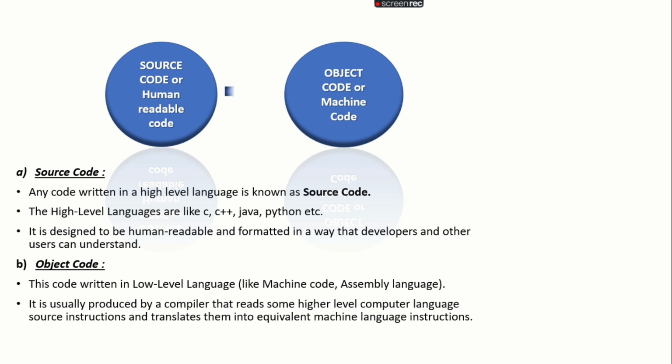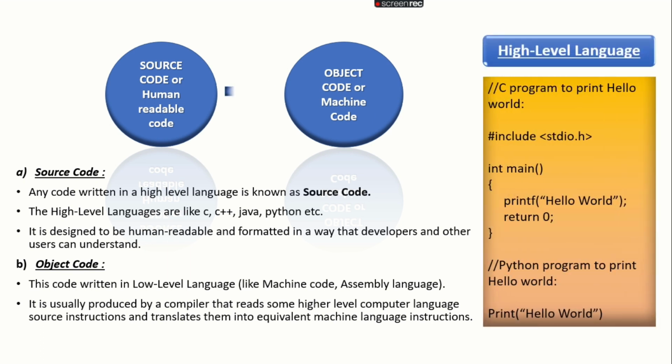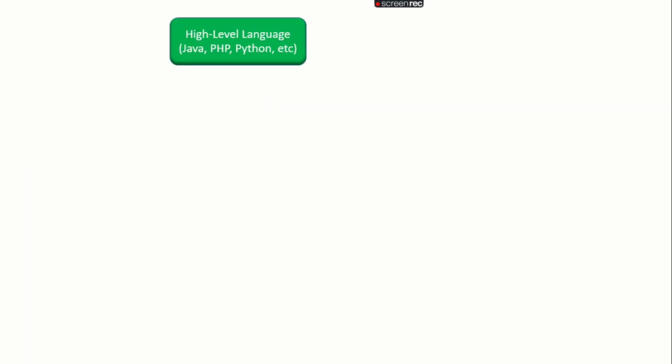So when we write a program using any high level language, it is converted into assembly language or low level language. After that it is converted into machine code, or 0 and 1, by a simple process. Here is an example program to print hello world using C and Python, which are high level languages. Now let's go to the detailed advanced view of this process.